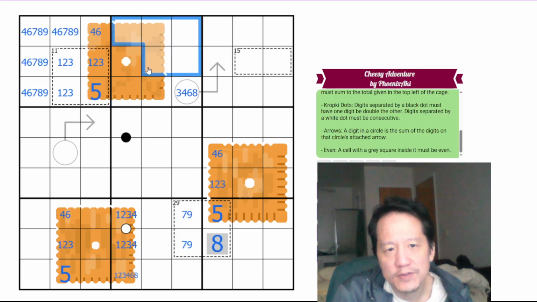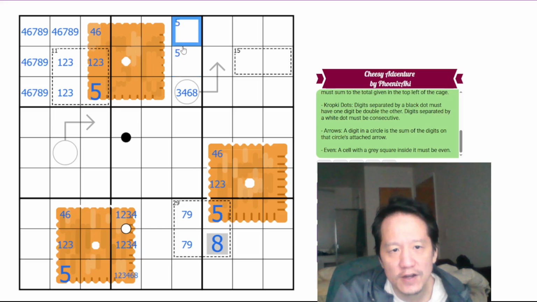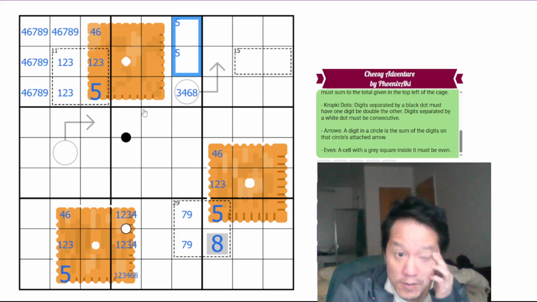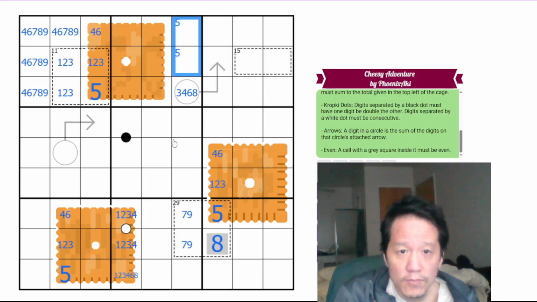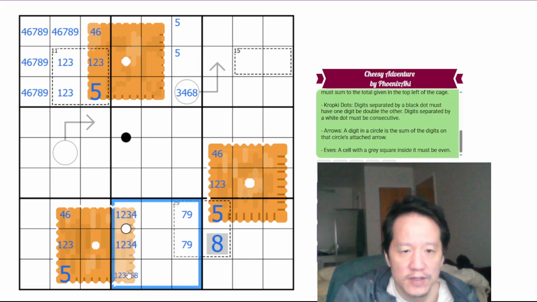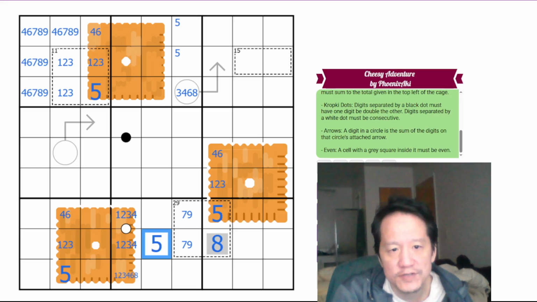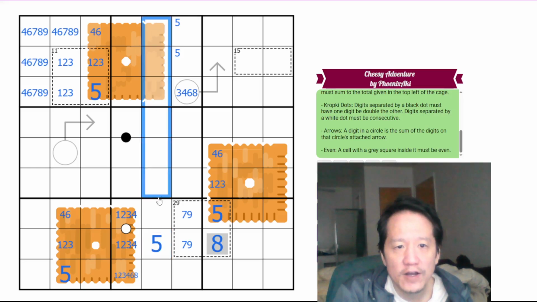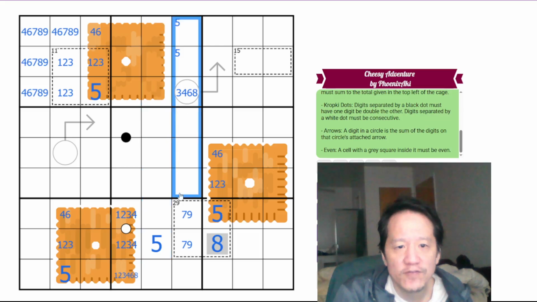Where is the 5 in this box? It must be one of these two cells. So this is a 5. Therefore 5 cannot be here, 5 cannot be here, 5 cannot be here. Where is the 5 in this box? Can't be here or here. It must be here. So this is a 5. Well, we have the 5 in column 5. We have the 5 in column 6.